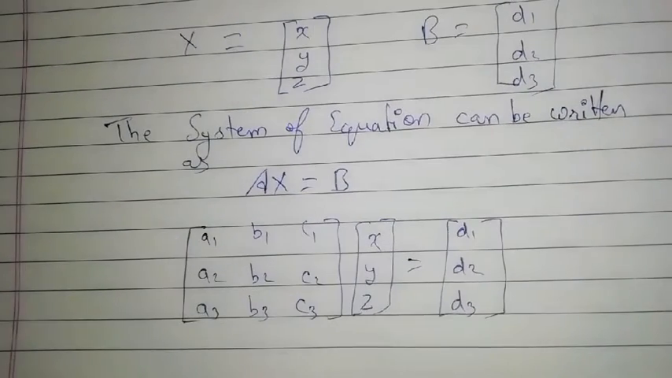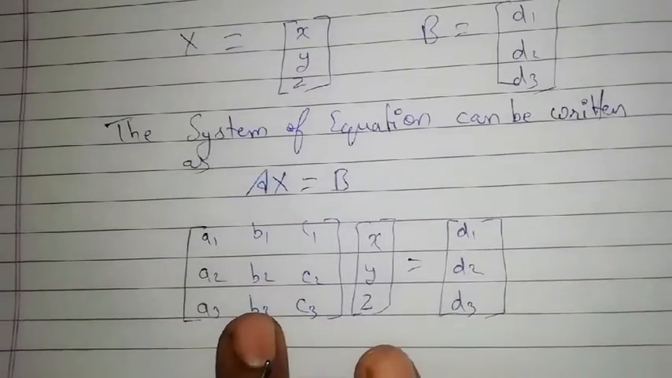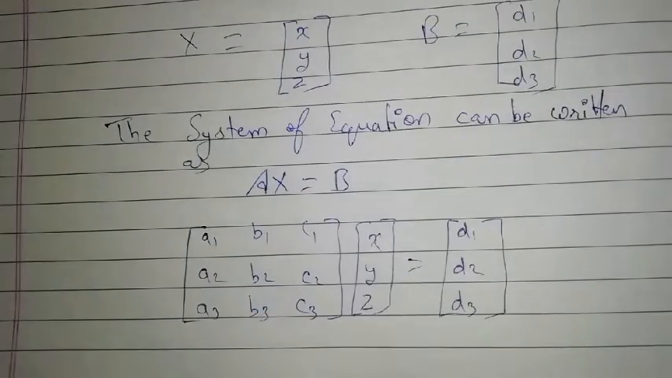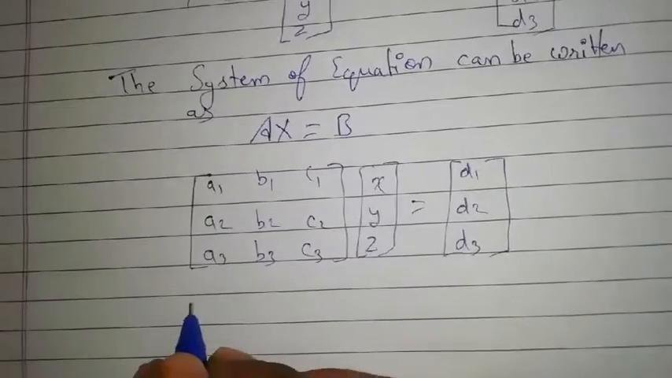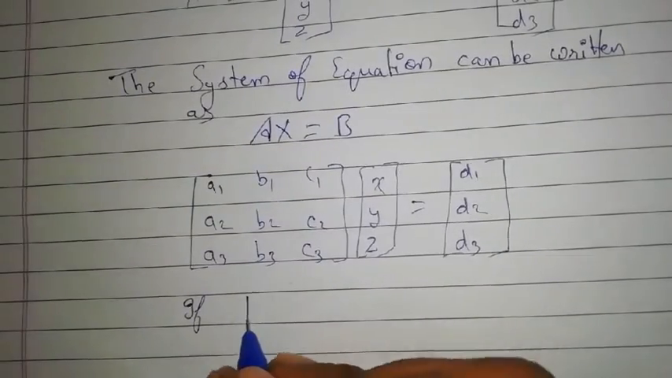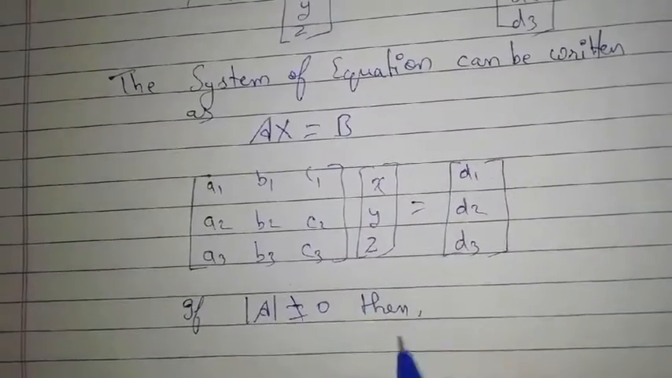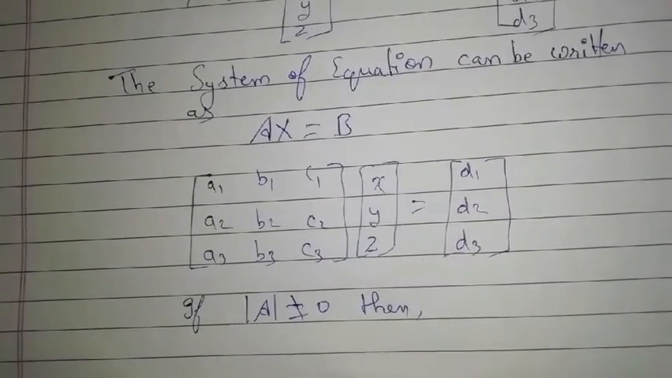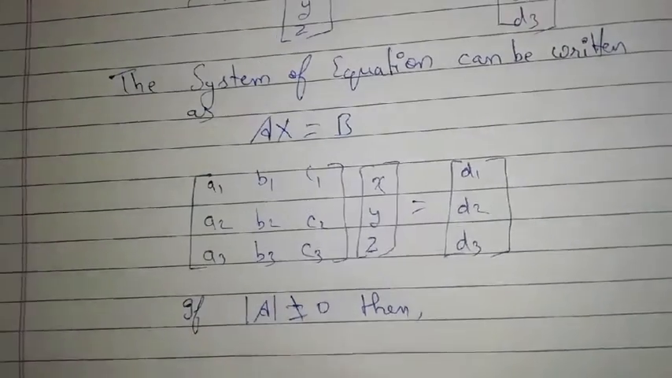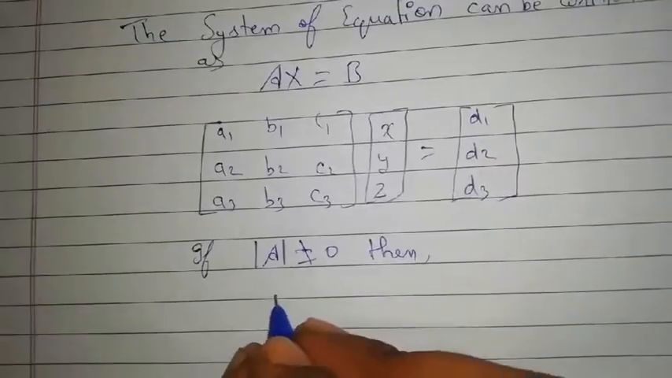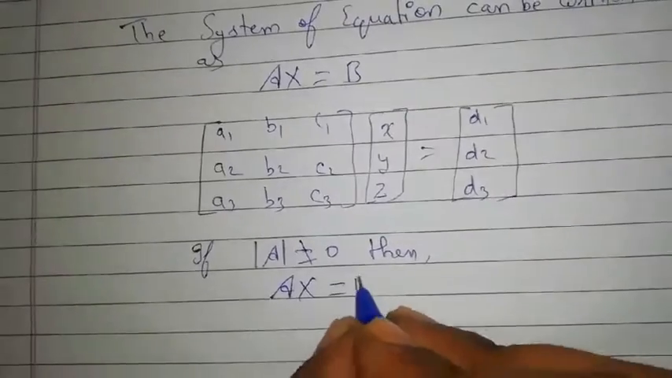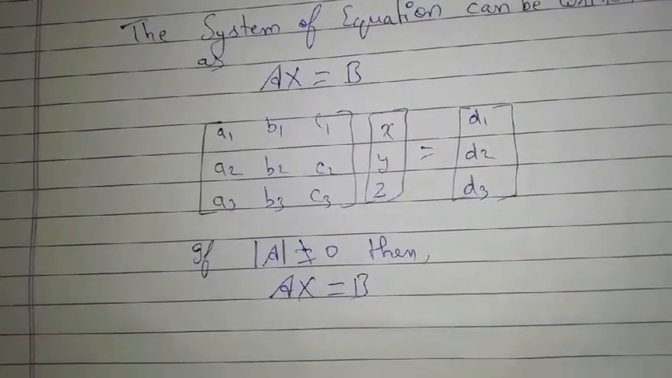Now we will take a case here that A is non-singular. How can we find that it is non-singular? If the determinant of A is not equal to 0, then it is non-singular. If it is equal to 0, then it will be singular. But we are taking the case that it is not singular, then we can write AX is equal to B only when it is not singular.